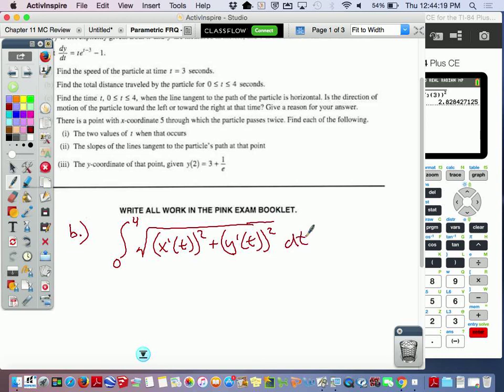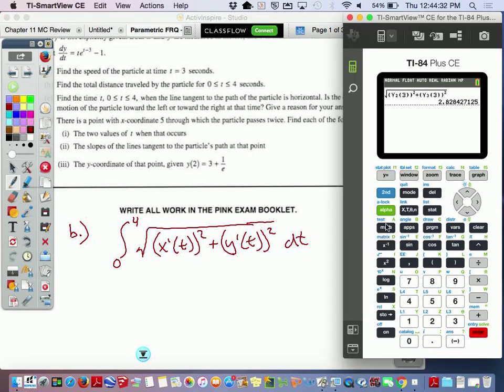We need to have this equation for the total distance traveled, x prime of t, y prime of t. The calculator is going to do the work for us here. So we've got all that in our calculator already. So now we'll do math 9 from 0 to 4. And we'll do the square root. And now I've got my equations already in there, so I've got y2 and y3. Those are the ones I need. I'll trace to pull those up. So we'll do y sub 2 squared plus y sub 3 squared dx.